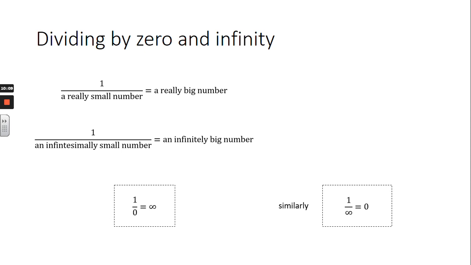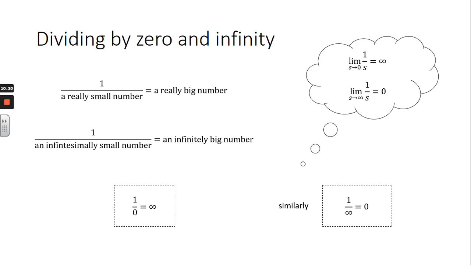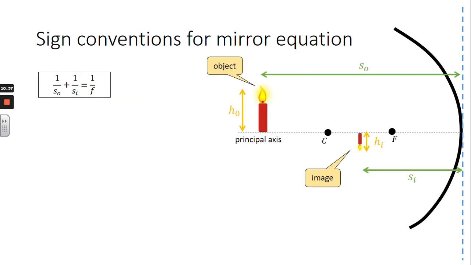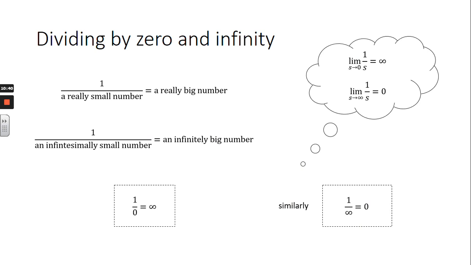Similarly, 1 over a really big number is a really small number. 1 over an infinitely big number is an infinitely small number. So 1 over infinity is equal to 0. And of course, for those of you who are in a calculus class, what I'm really saying is the limit as s approaches 0 of 1 over s is infinity, and the limit as s approaches infinity of 1 over s is 0. But we don't need to worry about that limit nonsense. 1 over 0 is infinity, 1 over infinity is 0. So that's going to be helpful in looking at object and image distances, because sometimes we get images that form infinitely far away, and sometimes we are trying to make images of things that are really far away.